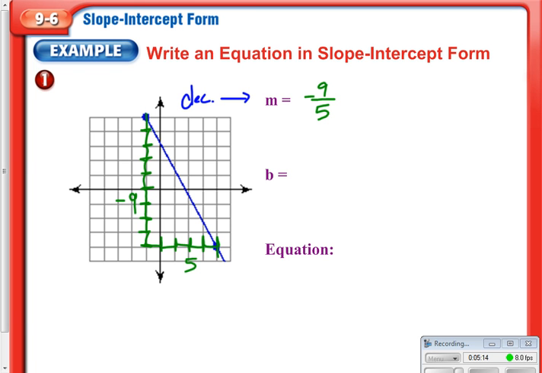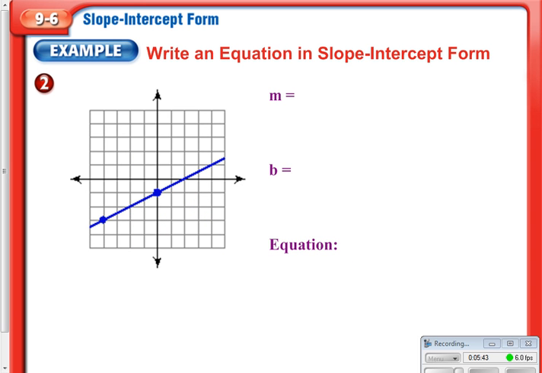My intercept, my b value, well, it crosses my y-axis right there. So for my origin, here's 1, 2, 3. It crosses at 3, and that is positive. So there's my intercept. Putting things in slope-intercept form, remember y is by itself. Your slope is negative 9/5. Slope is next to x. And we have a positive 3 as our intercept.